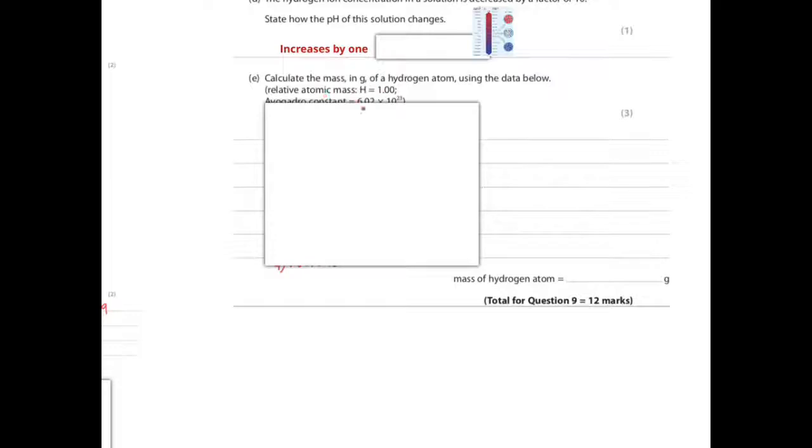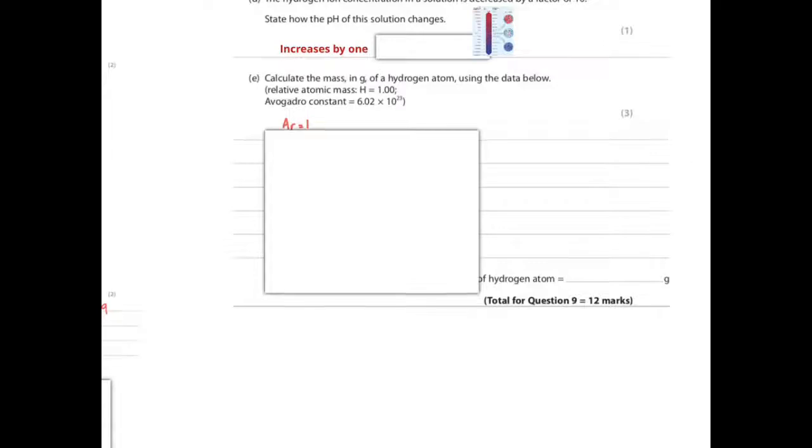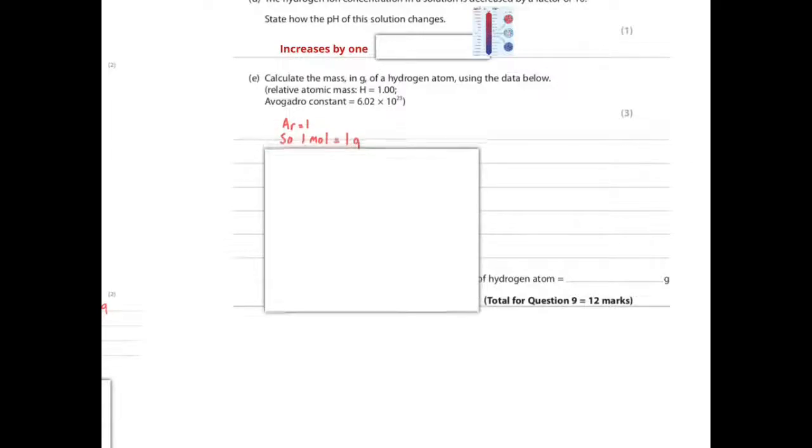Next, calculate the mass in grams of a hydrogen atom using the data below. Here you have the relative atomic mass of hydrogen and Avogadro's constant, which is 6.02 times 10 to the 23. So remember, the atomic mass of hydrogen is 1. So that means 1 mole of hydrogen would be 1 gram. Remember, that's how we translate moles. So 1 mole of any element will equal its atomic mass in grams.